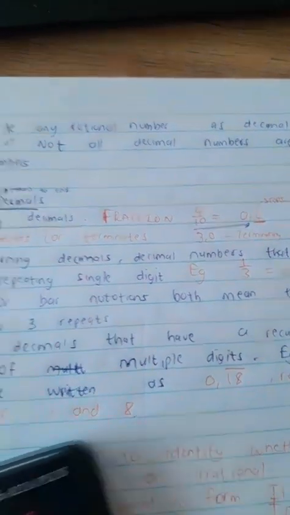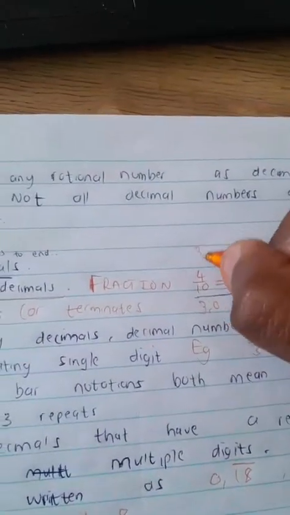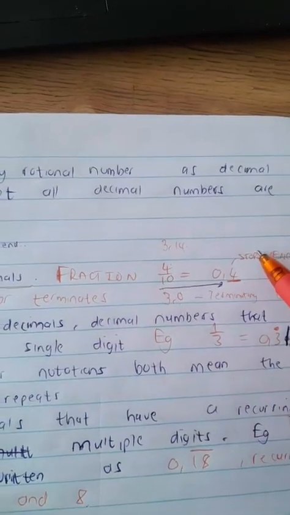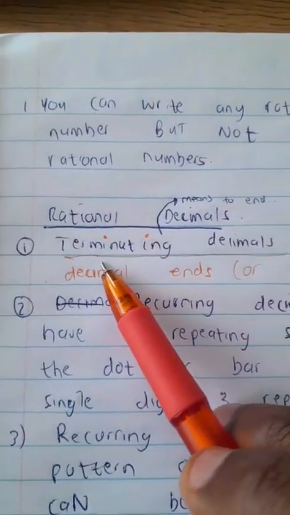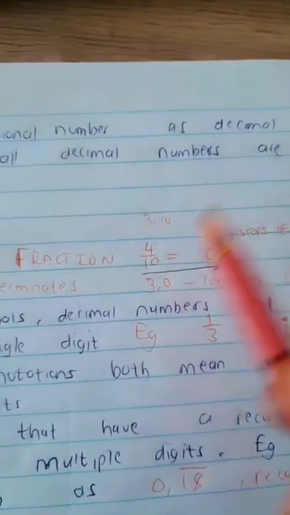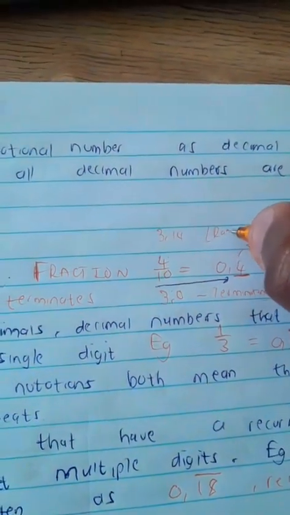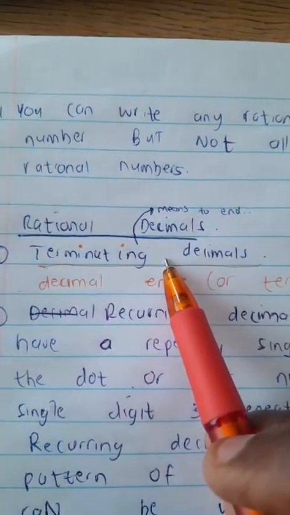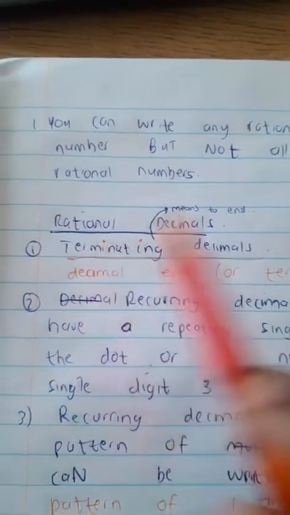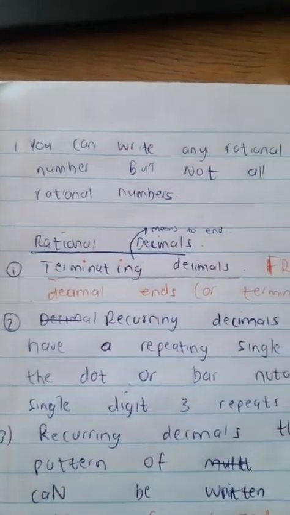Okay. 3,14. There's no continuation of the decimal. In other words, after the comma, the numbers stop, they terminate. So this is also a rational number. So all terminating decimals are referred to as rational numbers. Okay, very important. So that's the first thing about rational numbers.